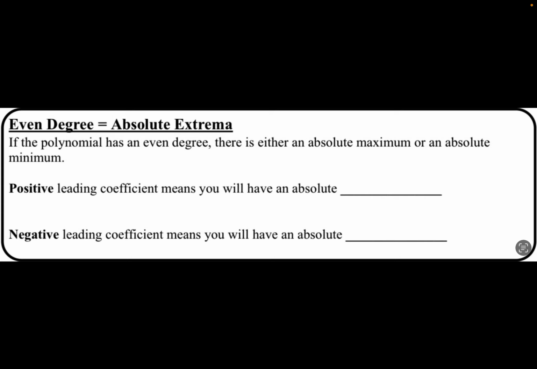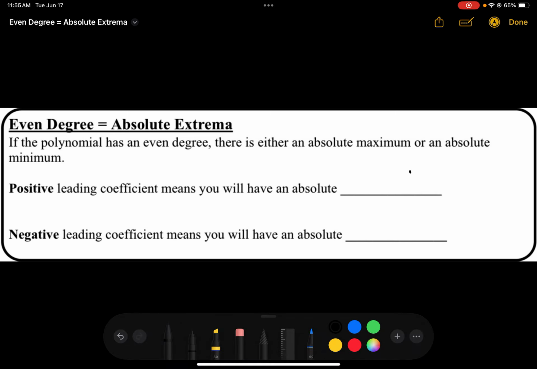Okay. Even degree equals an absolute extrema. So if the polynomial has an even degree, there is either an absolute maximum or an absolute minimum. A positive leading coefficient means that there's an absolute minimum. And when the leading coefficient is negative, there is a maximum.